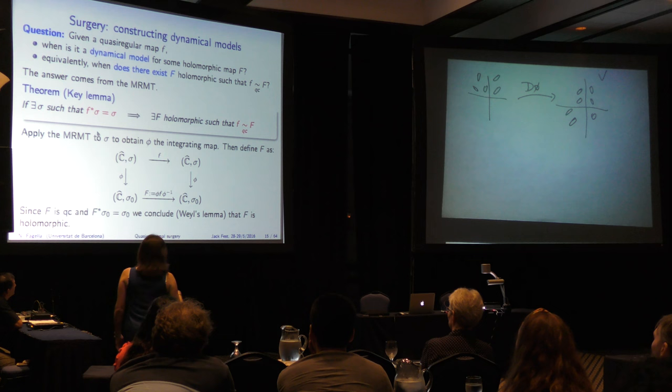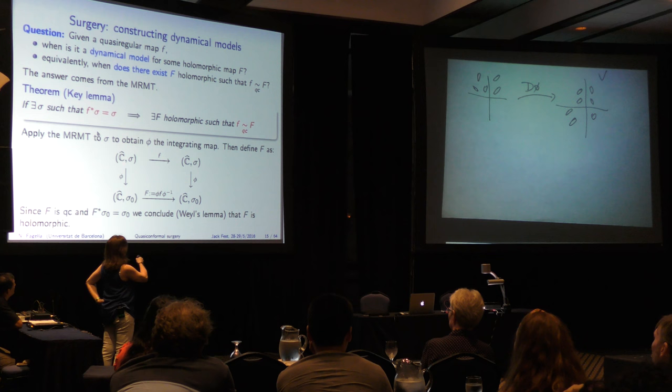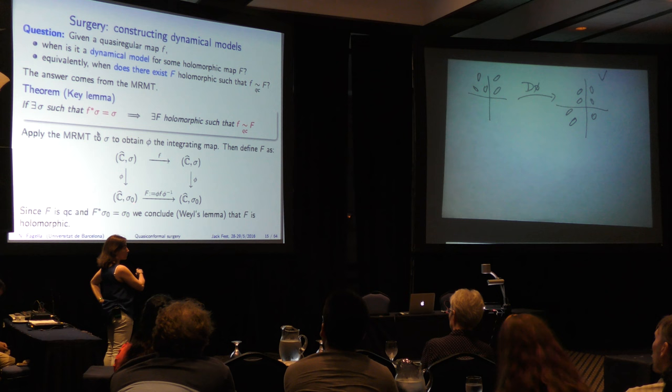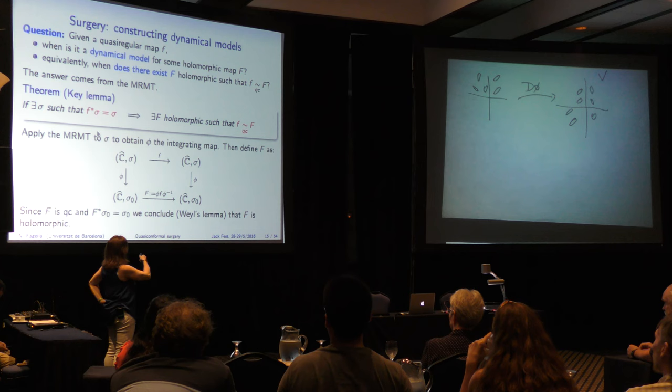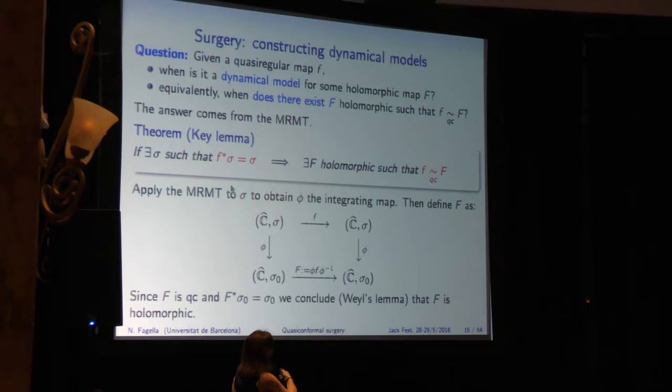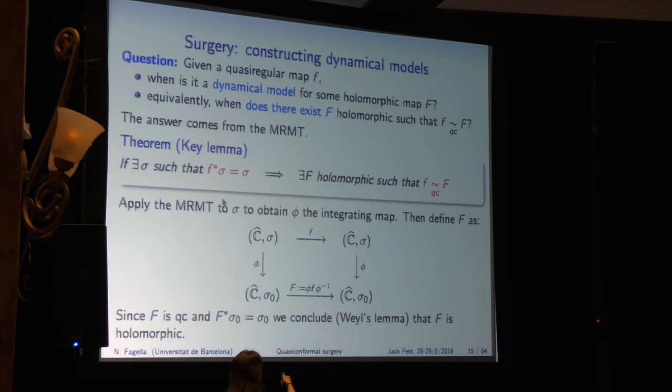It means that your quasi-regular map transports it to itself as a field of ellipses. Since this has bounded dilatation, you can integrate it. You can use the measurable Riemann mapping theorem to find phi, which transports it to the standard complex structure. You apply this phi on both sides, and then this composition, defined like this, doing first phi inverse, f, and phi, is quasi-regular, because it's the composition of quasi-regular maps, one quasi-regular and two quasi-conformals.